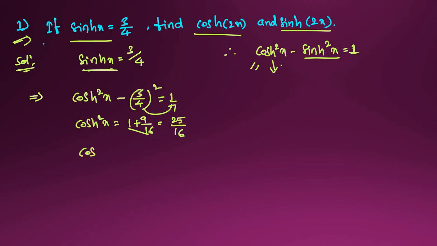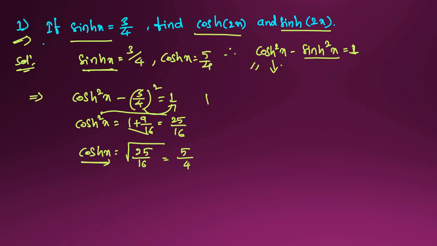Now here coshx is equal to under root of, this square will go to the right side of the equation, no? So it will become 25 divided by 16 will come here, 5 by how much? 4 will come here. So coshx is equal to how much? 5 by 4 here. So what we have? So sinhx is equal to 3 by 4 and coshx is equal to 5 by 4 we have.